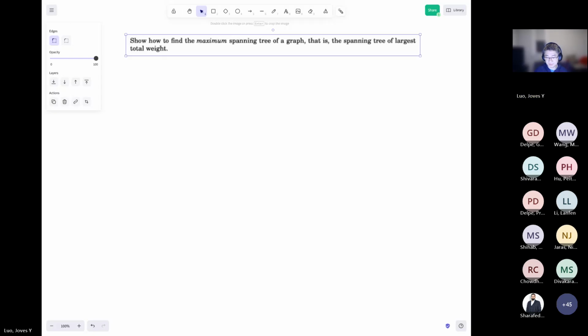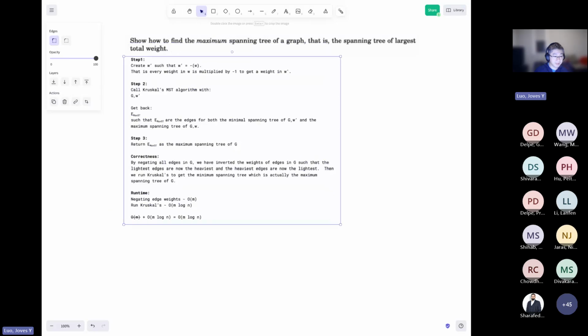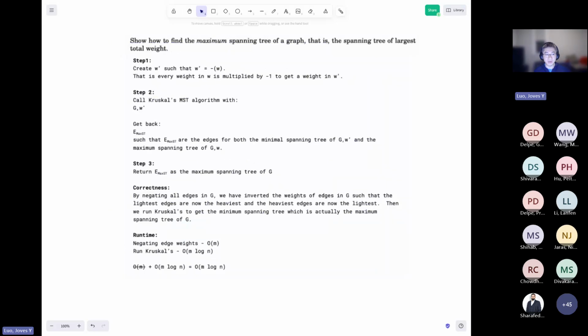inverting our edge weights so that anything that used to be a really light edge becomes a really heavy edge, and anything that used to be a really heavy edge becomes a very light edge. And therefore, all the heaviest edges, now being very light edges, will be picked for the maximum spanning tree. All right, so step one, we are going to create a new set of weights such that W prime is equal to the negative of every single weight. That is, every weight in W is multiplied by -1 to get the weight in W prime.